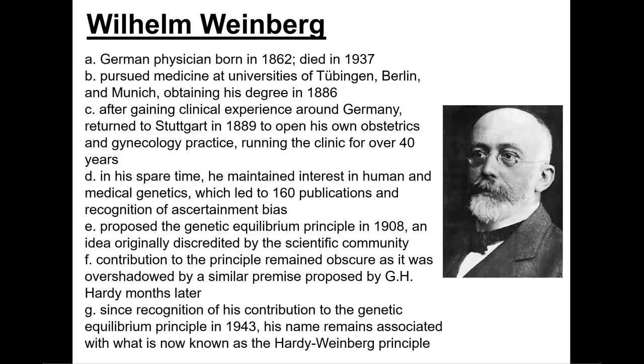In his spare time, he maintained an interest in human and medical genetics, which led to 160 publications and recognition of the ascertainment bias. He proposed the genetic equilibrium principle in 1908, an idea that was originally discredited by the scientific community. His contribution remained obscure as it was overshadowed by a similar premise by G.H. Hardy months later. Since recognition of his contributions in 1943, his name remains associated with what is known as the Hardy-Weinberg principle.